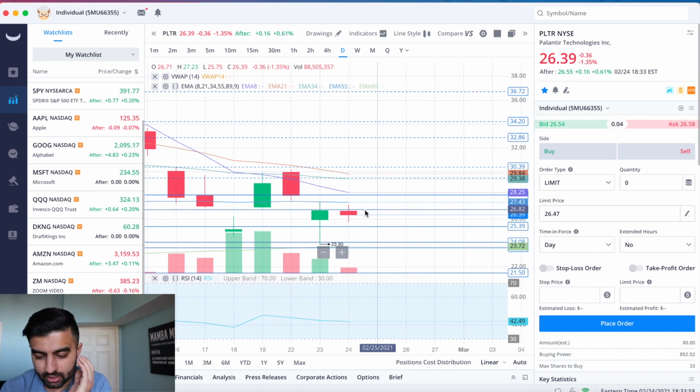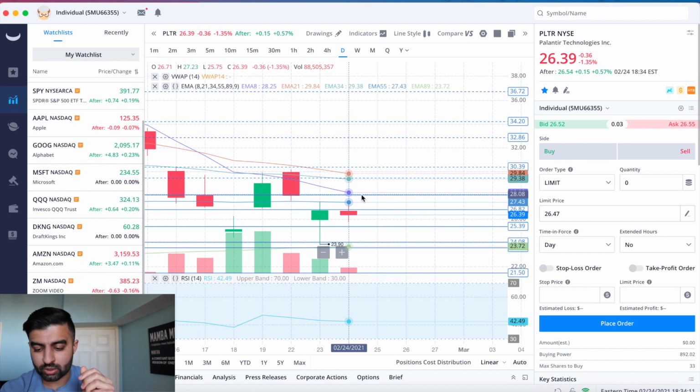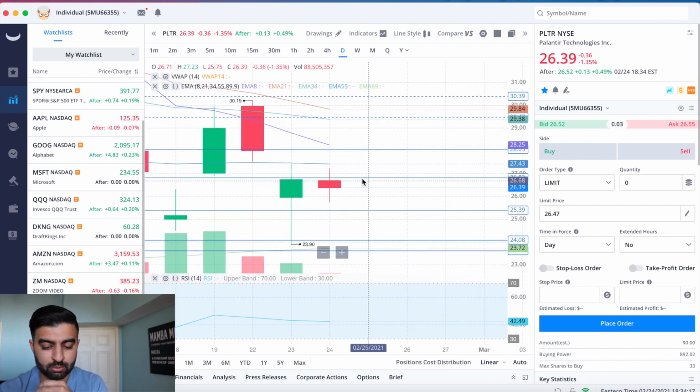On the upside, the first level that I'm looking at, which we were above for a little bit today in the pre-market, but then sold off and then tried to go up right as the market opened, couldn't quite make it, is the 26.82 level. Then we've got the 28 level right here, and then we've got the 29.30s level. So those are the three levels that I'm looking at on the upside.